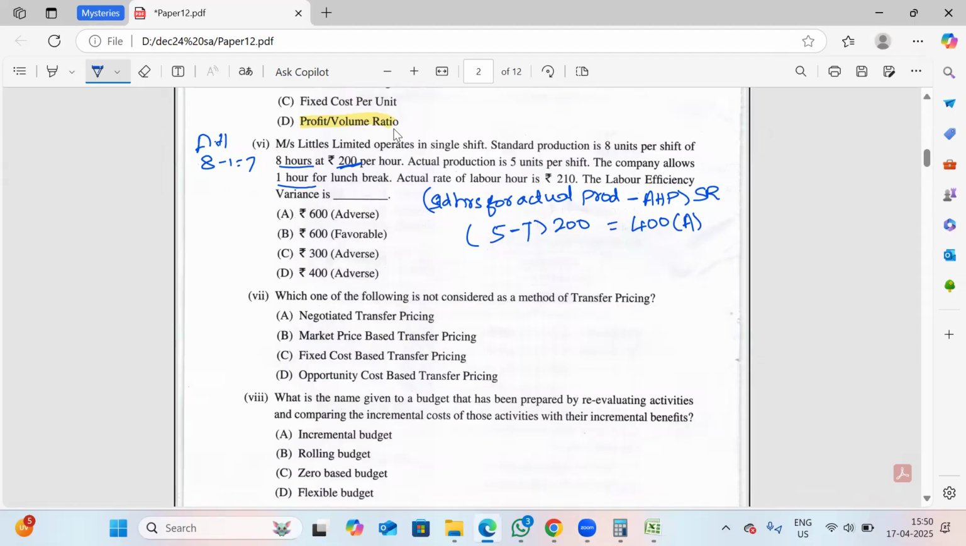So always remember, whenever we are comparing the variance for cost, standard comes first. So 5 minus 7, you will automatically get a negative variance. So it will be adverse. So option D is the right answer.